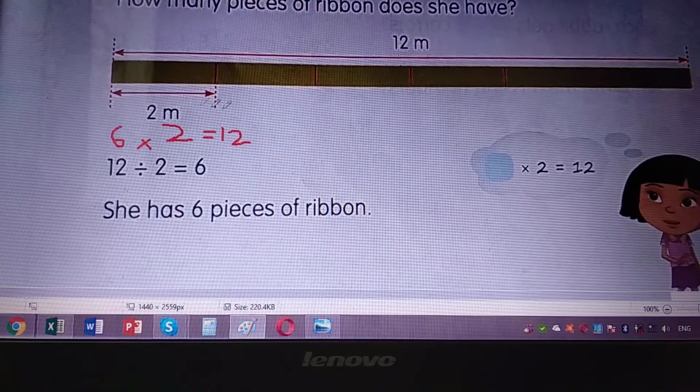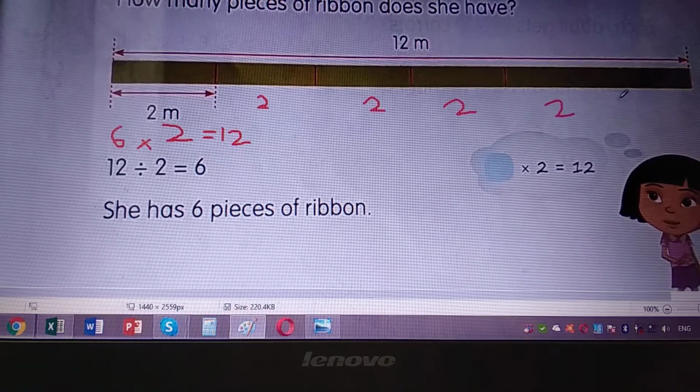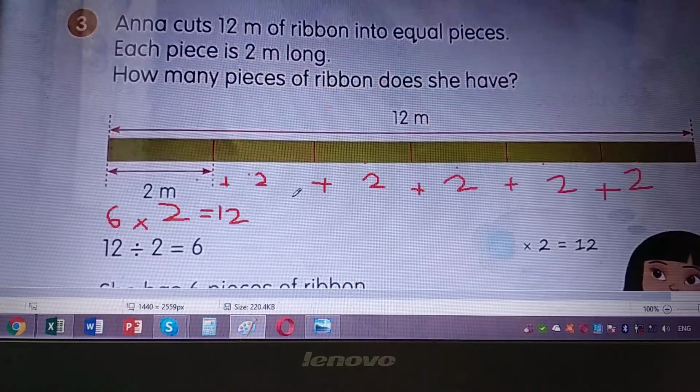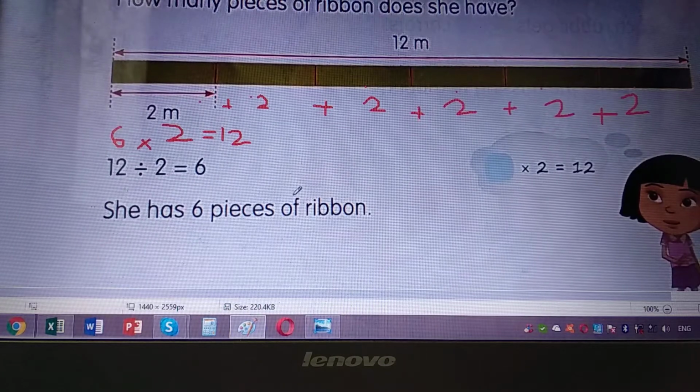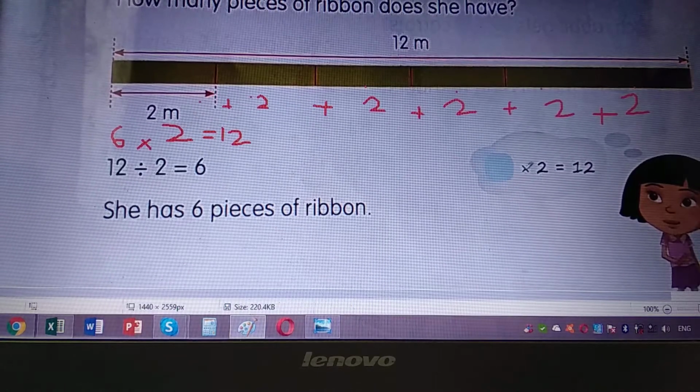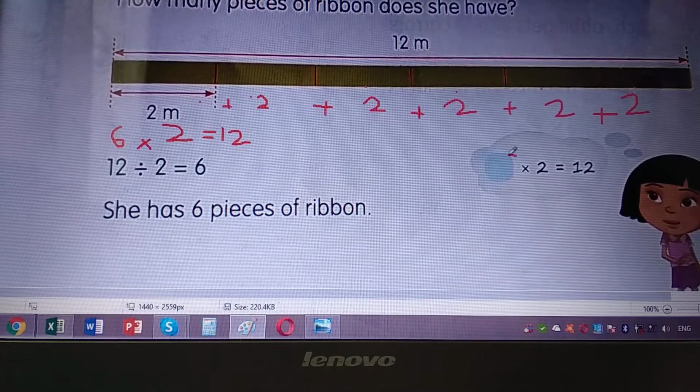So 12 divided by 2. Let's see, 2, 2, 2, 2, 2, 2. How many 2's do you see? 6 2's. 1, 2, 3, 4, 5, 6. So 6 times 2 equals 12, and 12 divided by 2 equals 6 pieces. So you get 6 pieces of ribbon when you cut 12 meters of ribbon into 2 meters each. So you write here what times 2 equals 12 is 6 times 2.